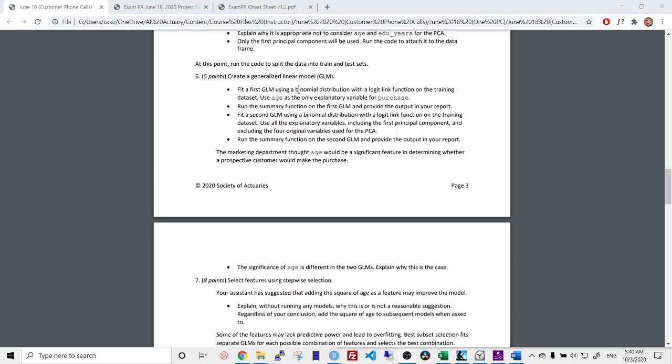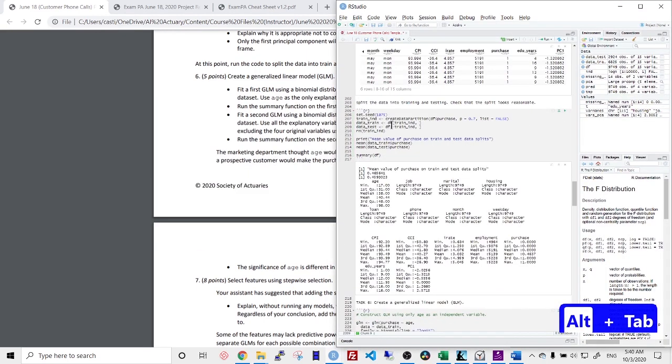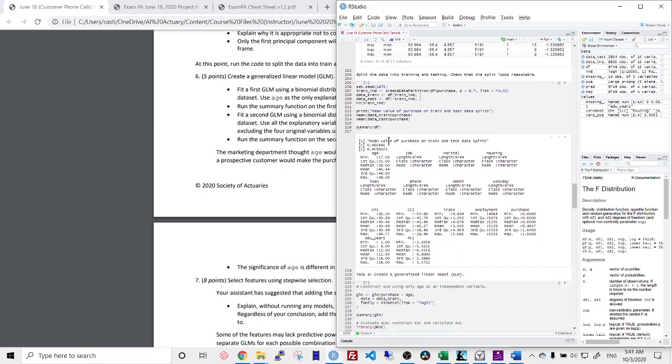Fit a GLM using a binomial distribution and a logit link function on the training dataset. Use age as the only explanatory variable for purchase. So first I have to run the code that splits the training and the test data. And this also compares the mean of the purchase percentage between the two datasets.